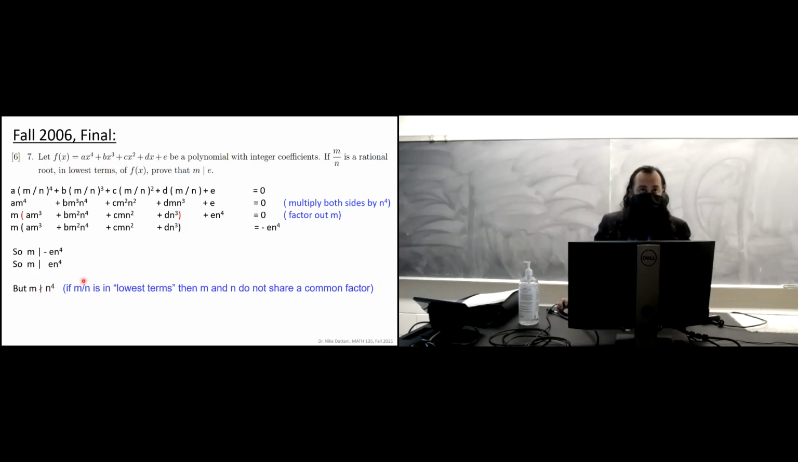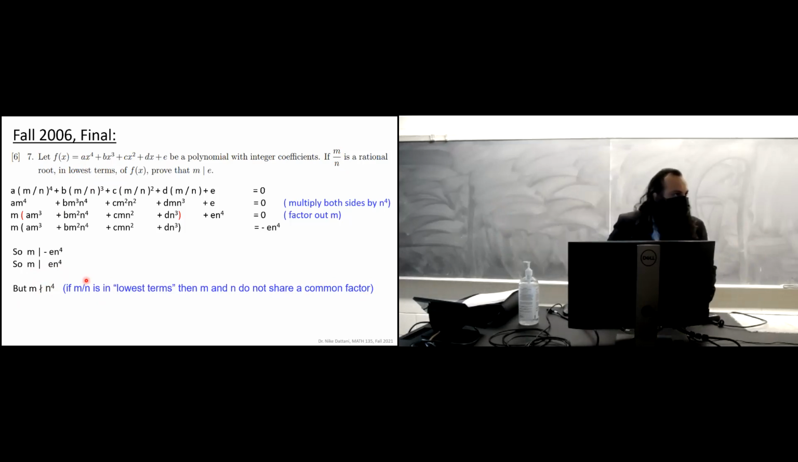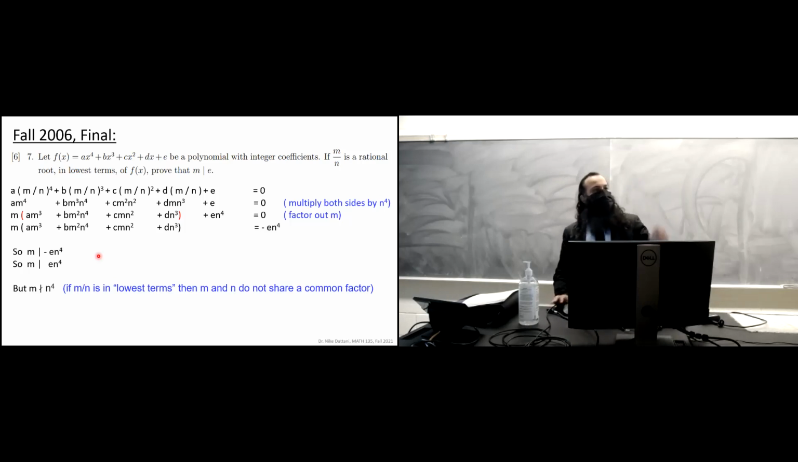Does that mean that m divides e? By you nodding your head, you're confusing some people. Even Grayson's nodding his head. That's a mistake, isn't it? Well, so Grayson, m divides en to the 4, m doesn't divide n to the 4. Does that mean that m divides e?